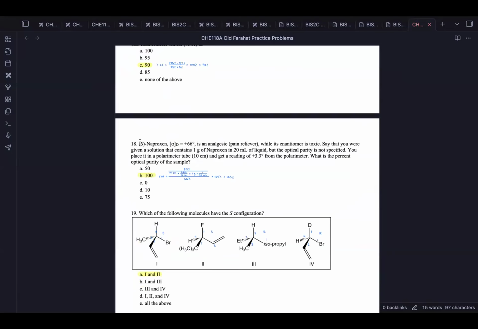So the problem is S-naproxen, which has an alpha value of 66 degrees, is an analgesic, while its enantiomer is toxic. Say that you are given a solution that contains 1 gram of naproxen in 20 mLs of liquid, but the optical purity is not specified. You place it in a polarimeter tube at 10 centimeters and get a reading of 3.3 degrees from the polarimeter. What is the percent optical purity of the sample?